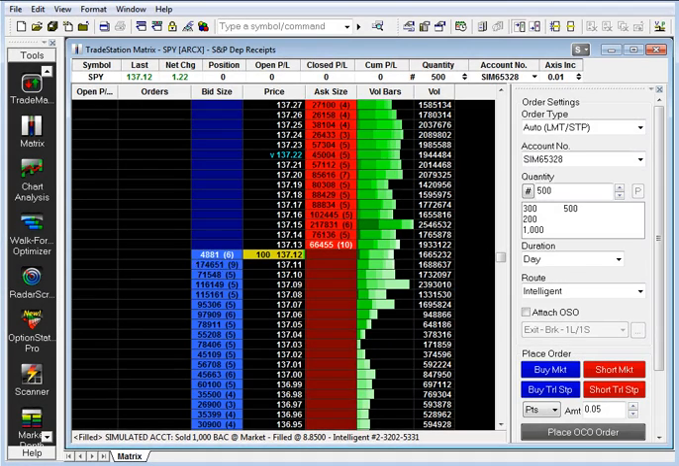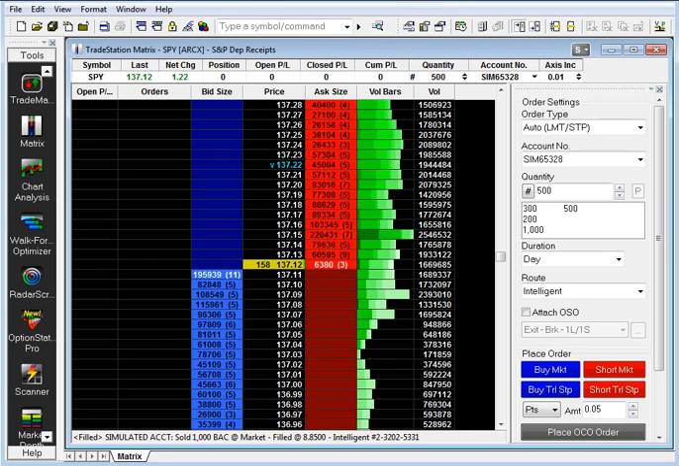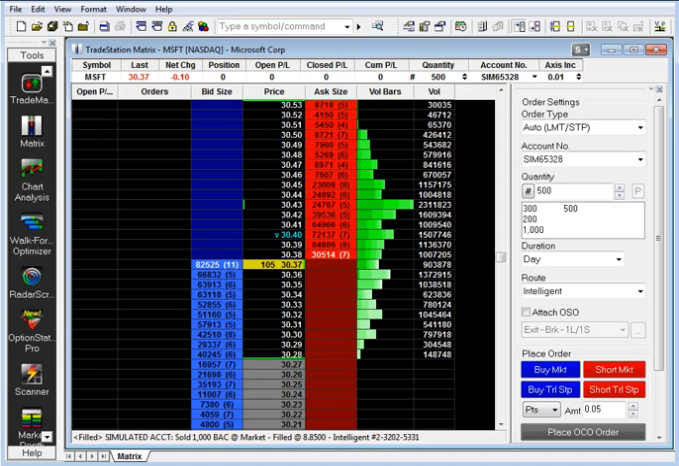The matrix window can be used to place orders for stocks, futures, forex, and options. In this tutorial, we will use a stock symbol for demonstration purposes only, but the functionality applies to all different asset classes. I will use my keyboard to type in the symbol for Microsoft, MSFT, and press the Enter key to change the symbol in the matrix.